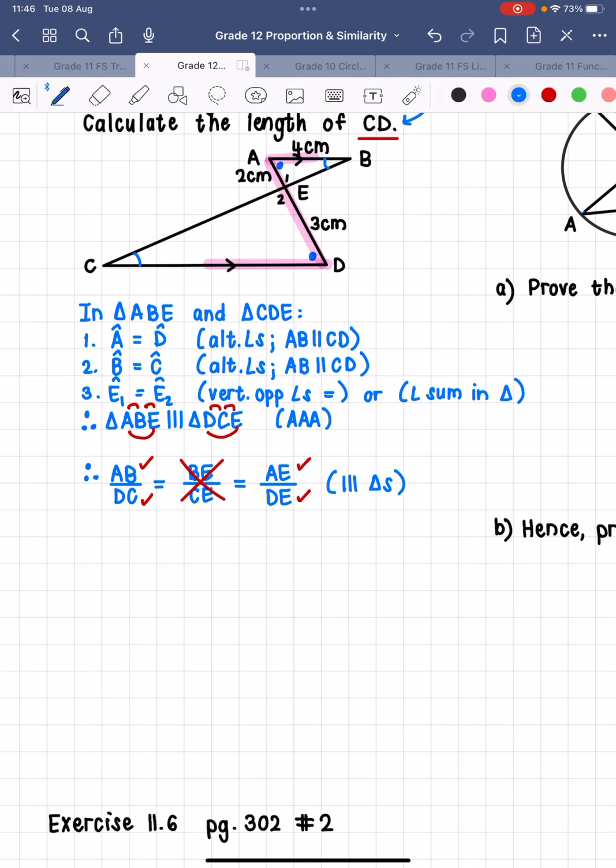All right, let's now sub in everything that we have. AB is 4, over CD or DC, you can leave it as DC if you want. That's the one we need to find. AE, looking at the picture, is 2, over DE, which is 3.